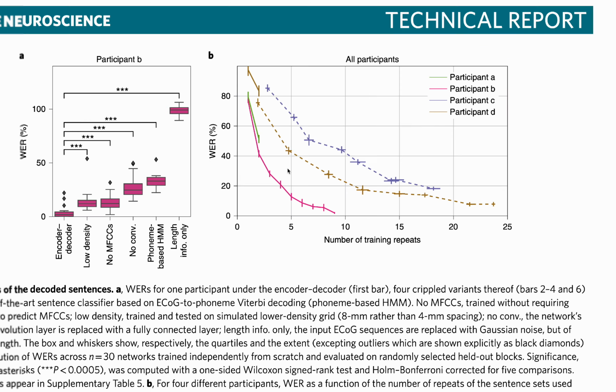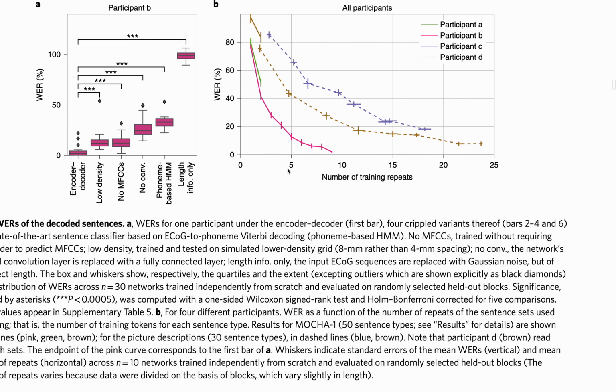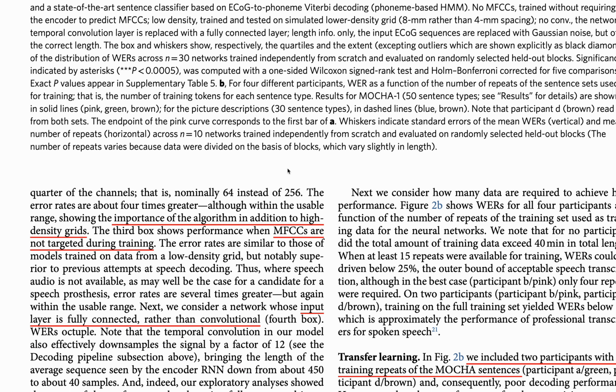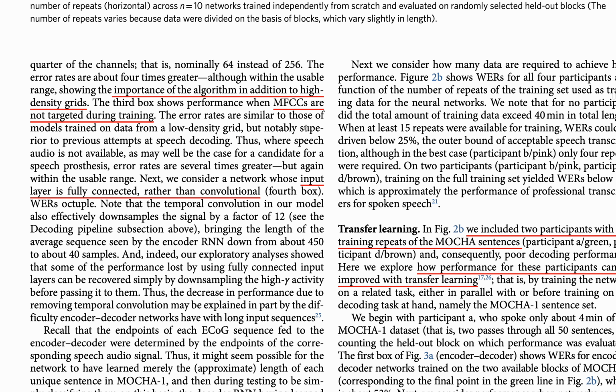So they have tried to explore 3 methods, and all 3 methods boosted the performance. The first method was a different data set from the same participants. So as we saw, there are MOCA 1, MOCA 2, and then they have a custom made data set. So using any additional data set for a given subject improves the accuracy or reduces the word error rate.